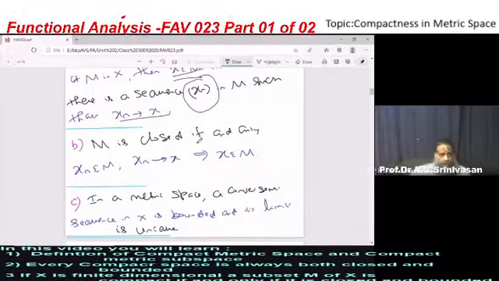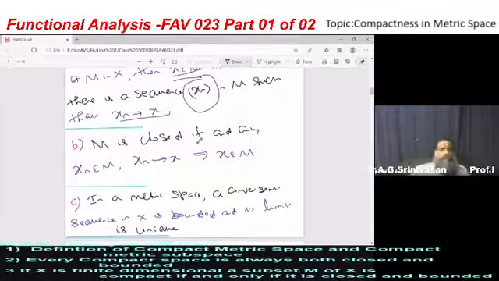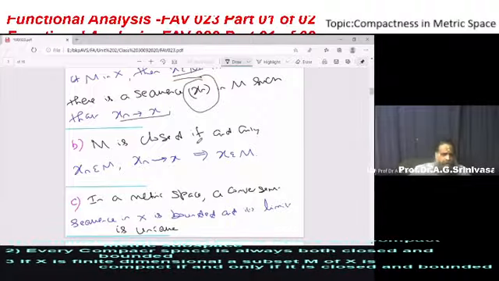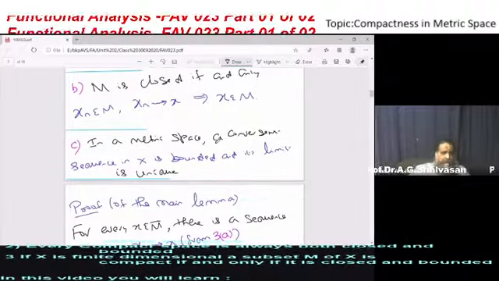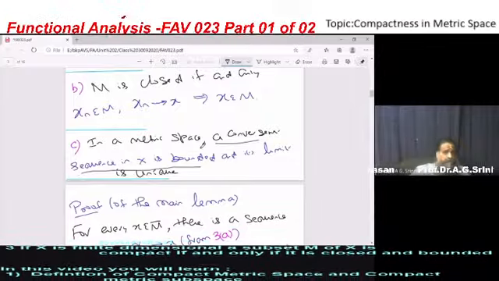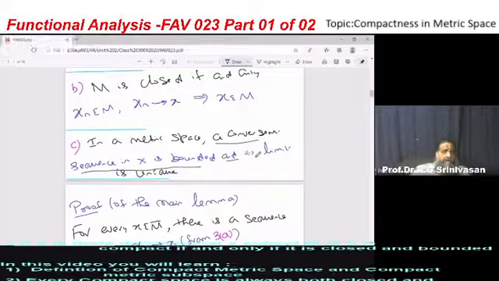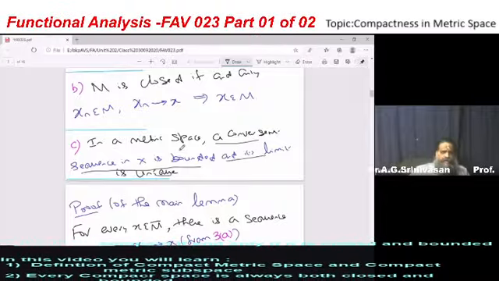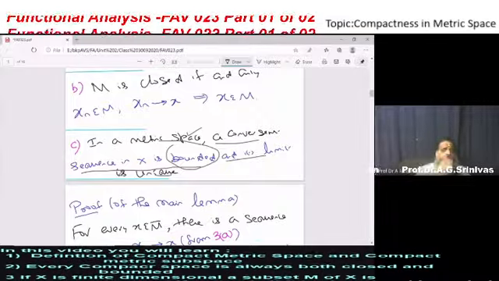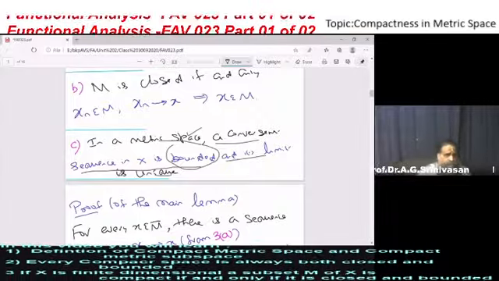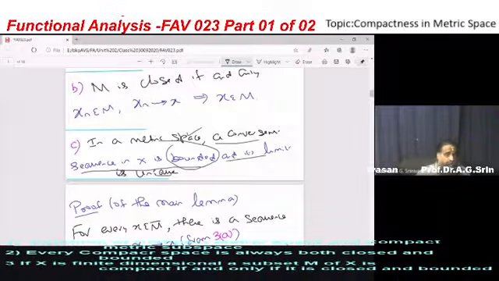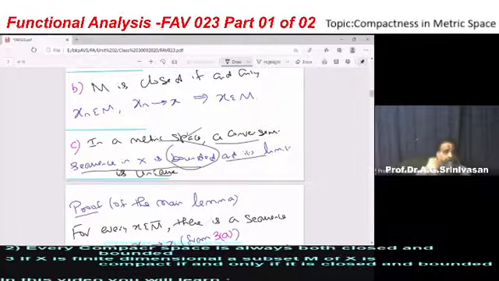One more thing we proved, I think 1.28, if I'm not wrong about the exact number, is that in a metric space, any convergent sequence is always bounded, and the limit is unique. That uniqueness is not required for me, only the boundedness. Every convergent sequence in a metric space must be bounded. A bounded sequence need not be convergent, but a convergent sequence in a metric space is always bounded.